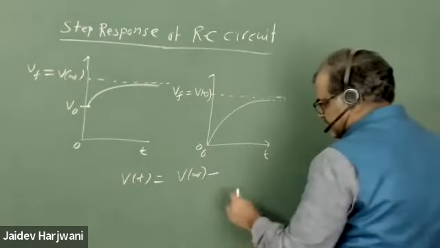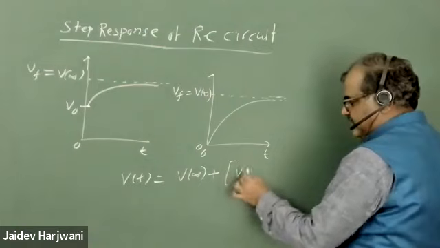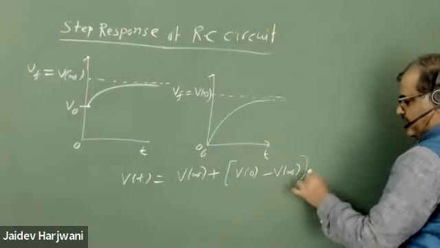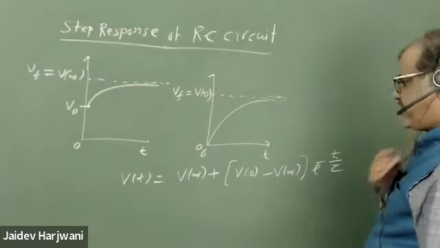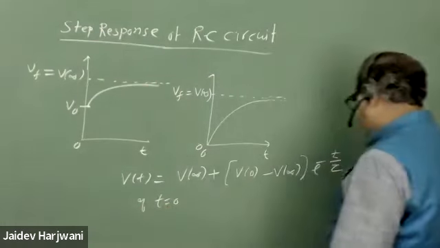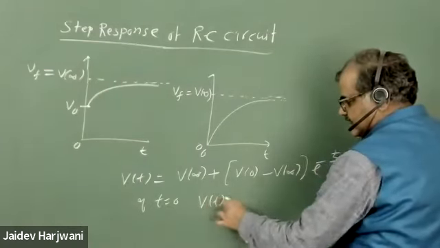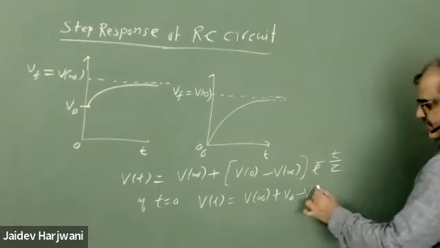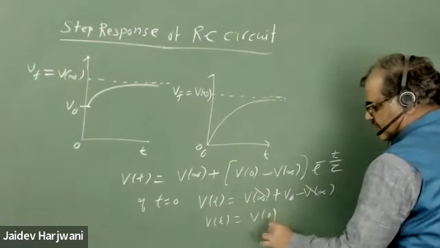So in that case, the expression can be given by V of t equals V infinite plus V naught minus V infinite, times e to the power minus t upon tau. Now you can check this equation. If I put t equal to zero, the exponential becomes one, and V of t becomes V infinite plus V naught minus V infinite. That cancels out, so you get V of t equals V naught.